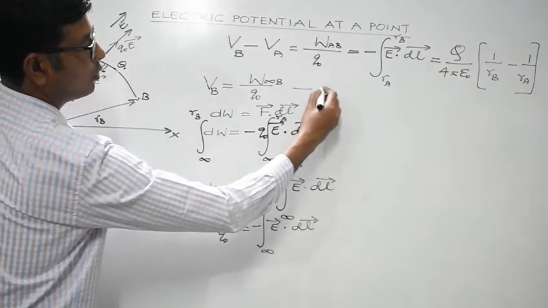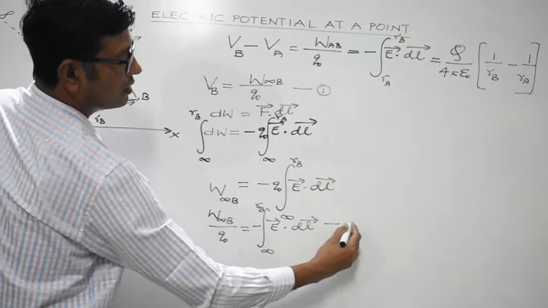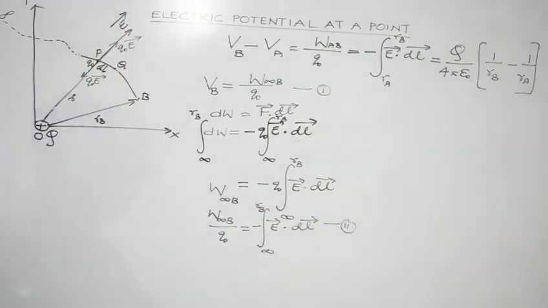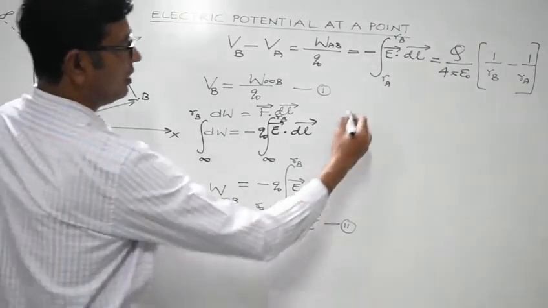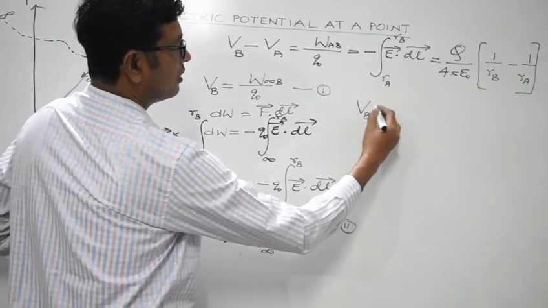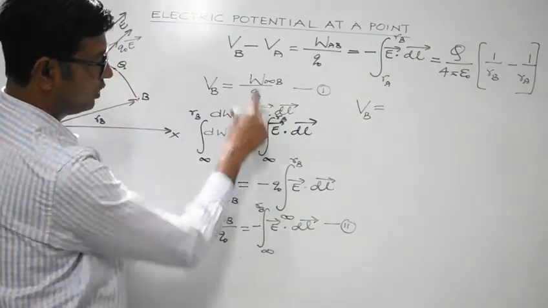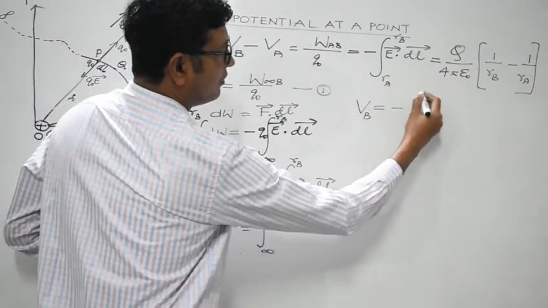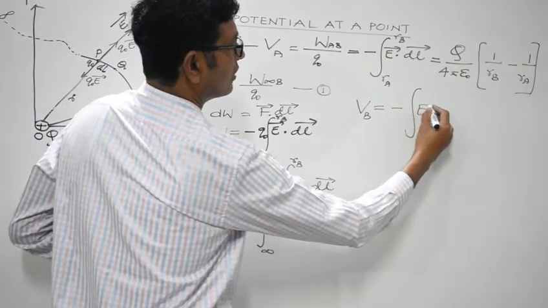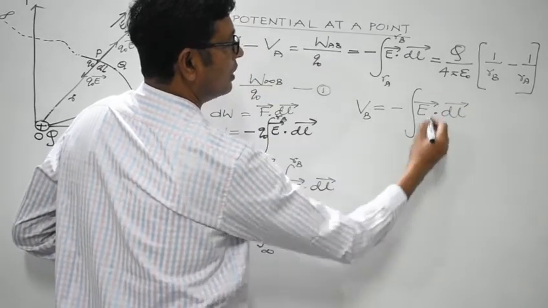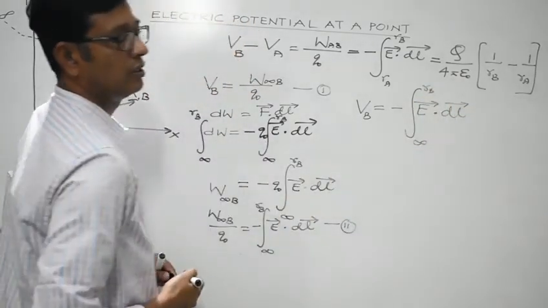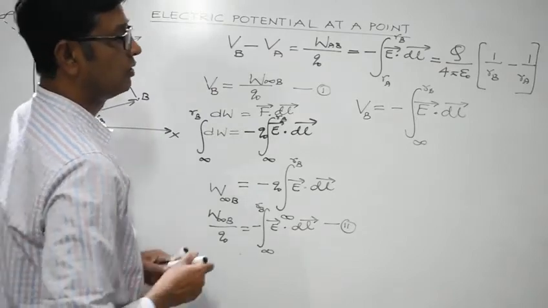Now look, put this as equation number 1 and this as equation number 2. Now from these two equations, what do we conclude? We conclude that the potential at a point is given by, just making use of these two equations, the negative of the line integral of the electric field, E vector dot dl vector, with limits from infinity to that particular point. So this is an important relationship.